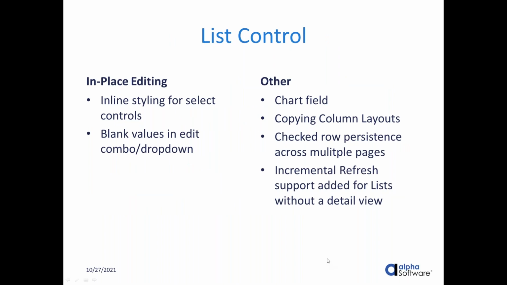We've done a lot of updates on the list control, and I've broken this into two categories: in-place editing, which I think deserves a special call out because this is new and we're continuing to refine this feature, and we get your feedback and we're trying to make it better and better. So along those lines, we've added the option to add your own inline styling, which is the ability to say border black or text red, CSS stuff. For select controls, it's not all the types of controls that you can use for in-place editing, but a number of them have had this property added to them.